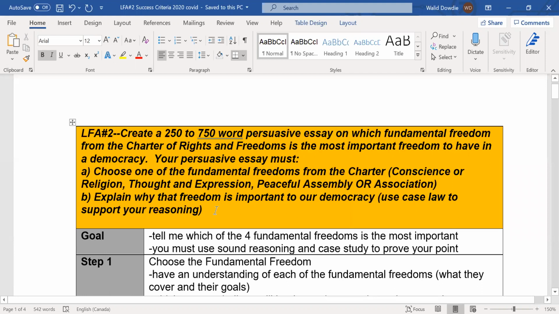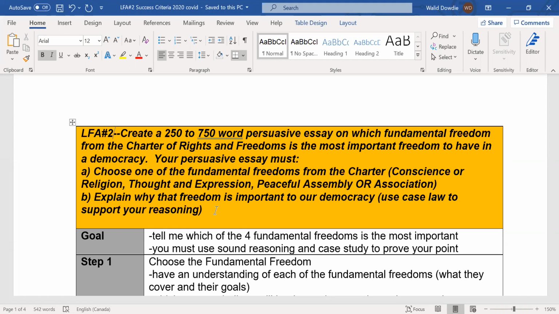Yeah. Okay, good. Excellent. Okay, so the next part, again, is just the success criteria. The goal, which I'll repeat again, but let's go through the different steps. The goal: tell me which of the four fundamental freedoms is the most important. You must use sound reasoning and case study to prove your point. So this is your ability to show me what you think is most important. And again, if you're a lawyer, to make your argument based on sound logical reasoning and some actual hard evidence or a case that could say this is why it's so important.